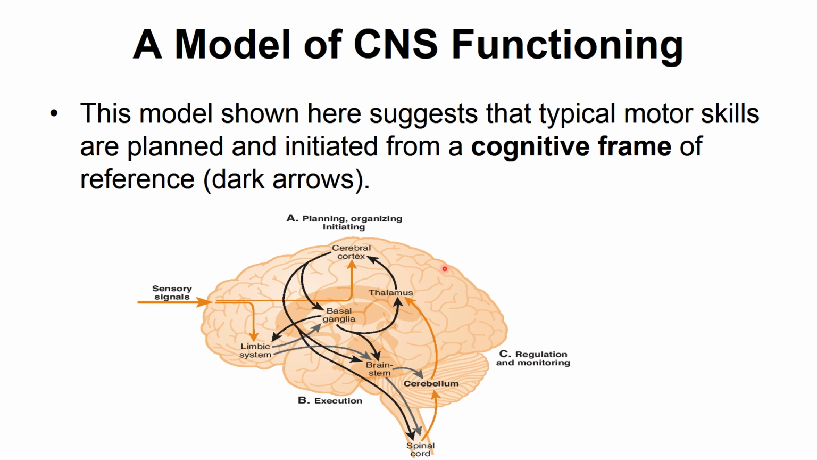Part of this model depicts a typical motor skill processing that is planned and initiated from a cognitive frame of reference. You'll notice that initiation of movement activity starts in the cerebral cortex, and the black lines represent part of the cycle of processing that occurs. So eventually the messaging works its way down the spinal cord and into the muscles required.